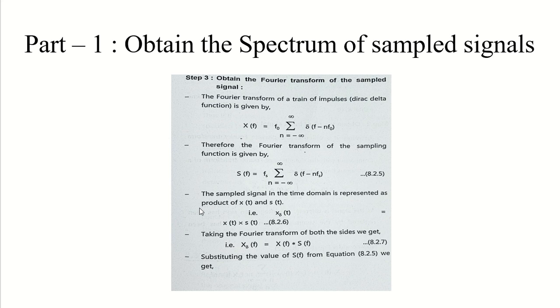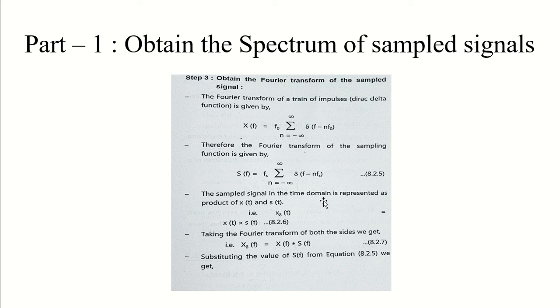The third step is to obtain the Fourier transform of the sampled signal. The Fourier transform of a train of impulses, we discussed this in the properties of Fourier transform, remember? It can be given as X of f is equal to f0 summation n equals minus infinity to infinity delta of f minus n f0. Based on that, the Fourier transform of the sampling function will look something like this, right? No new things here. Instead of f0, we are taking fs. The sampled signal in the time domain will be represented using this. This is something that we already know.